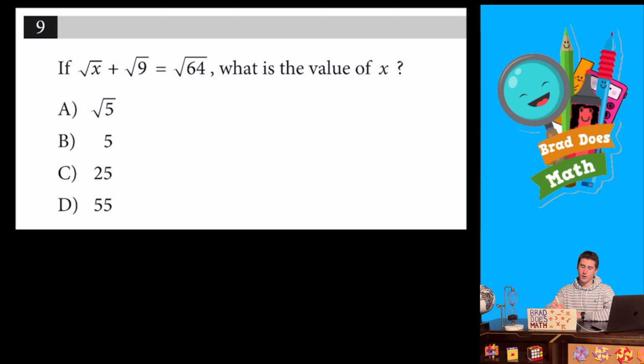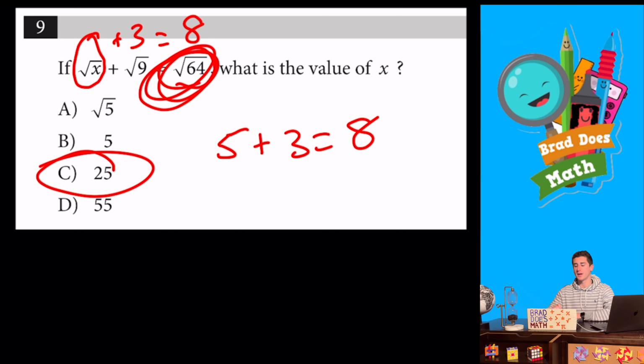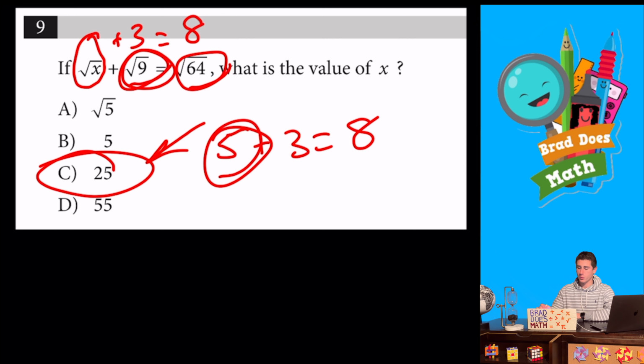If the square root of x, plus the square root of 9 equals the square root of 64. So we need this to equal 5, right? Because 5 plus 3 equals 8. And the square root of something, 25, gives us 5. So we can check our work by doing the square root of 25 plus the square root of 9 equals the square root of 64. A square root, we're just looking for a number times itself that gives us that number. So 8 times 8 is 64, 3 times 3 is 9, and then 5 times 5 does give us the 25.